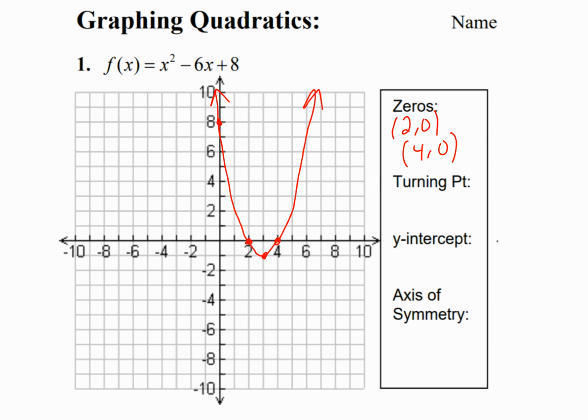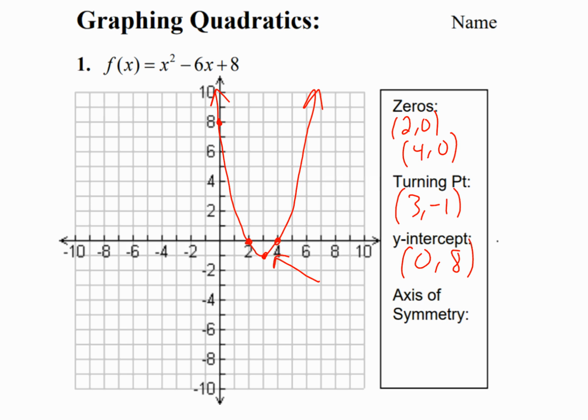Okay, the turning point in this case is going to be a minimum because the quadratic's opening up. So the minimum, or the turning point rather, is right there at (3, -1). Okay, the y-intercept, where it crosses the y-axis, you can use your table and look at the x column, and when x is 0, you'll see that y is 8. So the y-intercept is at (0, 8).